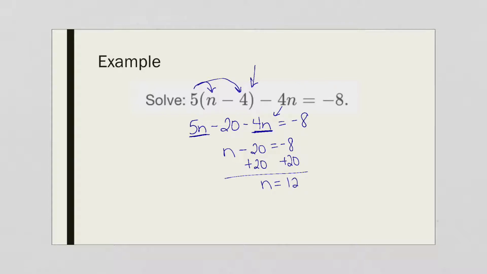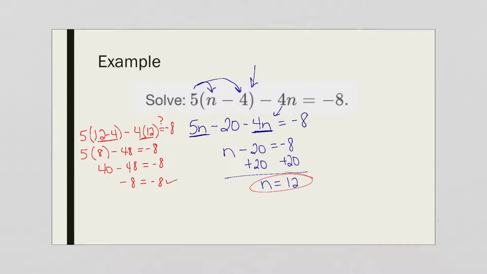So now let's check it and make sure that we did our work right. So I've got 5 parenthesis, go back to your original problem, 12 minus 4 times 12. Does that equal negative 8? So let's do this math. We've got to do this first. 5 times 8 minus, I can go ahead and do this, 48. 5 times 8 is 40. 40 minus 48 is negative 8. Yep, that's true. So I know that's a good answer there.